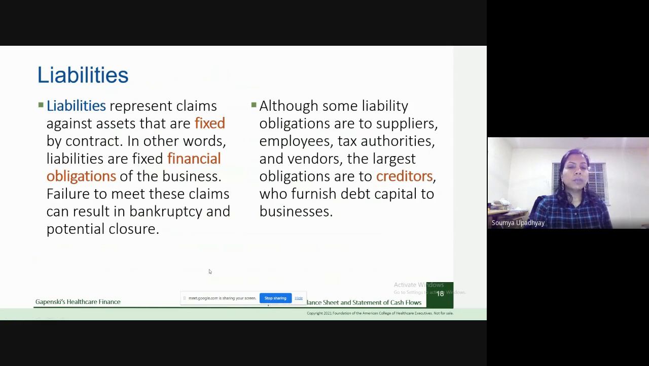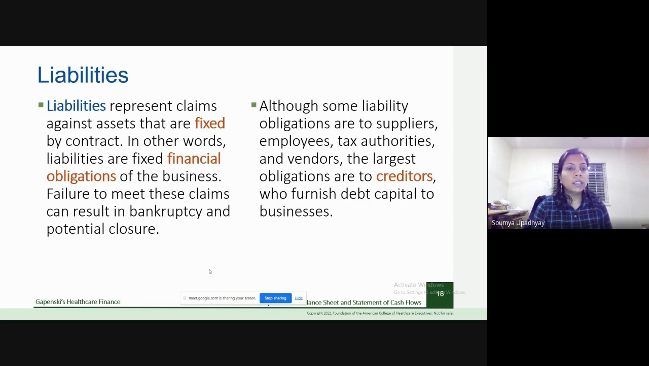So liabilities represent claims that are against assets that are fixed by contract. Okay. You have a contract for a loan, and it is against a house. You bought the house and you got a loan for, let's say, $50,000 for the $100,000 house. The bank that is giving you the loan of $50,000 knows that when you sell the house, you probably will make more than $100,000. So they know that it is against an asset and you have a contract with them.